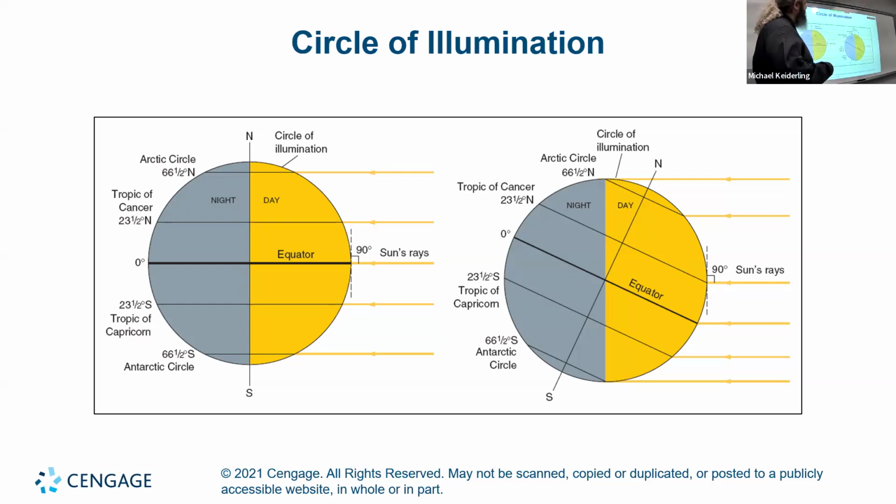So here you can see at the northern hemisphere's summer solstice, you can see how, while half the Earth is still lit up, more of the northern hemisphere is lit up than the southern hemisphere. The days are longer in the northern hemisphere and shorter in the southern hemisphere. And in the Antarctic circle, and above it, you'll have 24 hours of daylight.